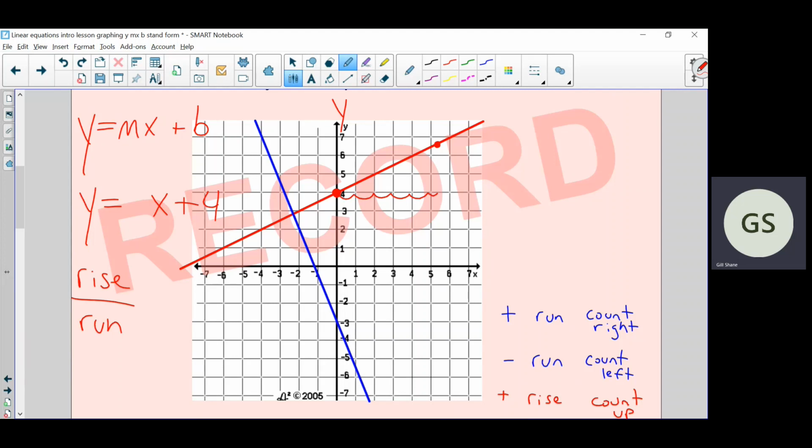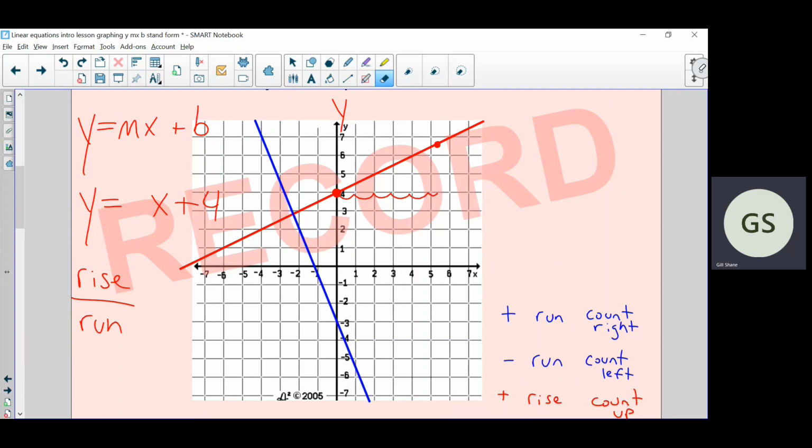Actually, we could solve it out. It's actually not too bad. But we don't want to pick a point that's in between two integers. That's the moral of the story.